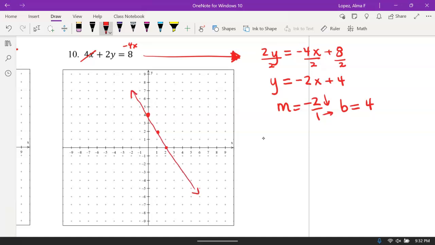And arrows on each end. And again, hopefully you're using a ruler so it looks a lot prettier than mine.